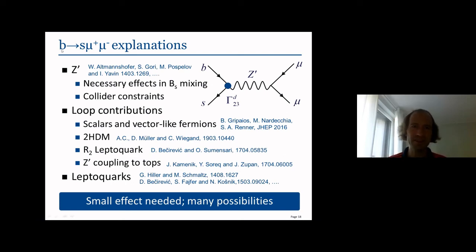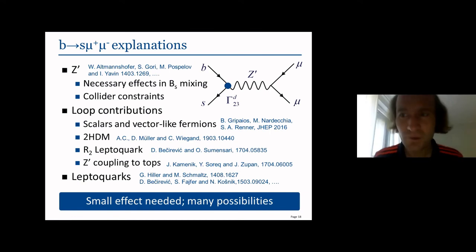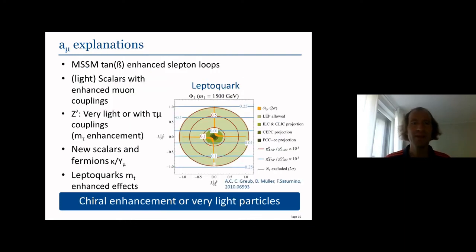There are also several possibilities how to explain B to S mu mu at the loop level. Scalars and fermions, doublet models, two leptoquarks, and Z prime with couplings only to tops. What works very easily, maybe even too well, is if you just add leptoquarks. You get a tree-level effect where you want to have it. You get a loop suppressed effect everywhere else. So you perfectly explain the anomalies without being in conflict with other data. However, if you only want to explain B to S mu mu with a leptoquark at tree level, it's also in this sense not so exciting because the predictions are quite weak. You need really extreme precision somewhere else to find it.